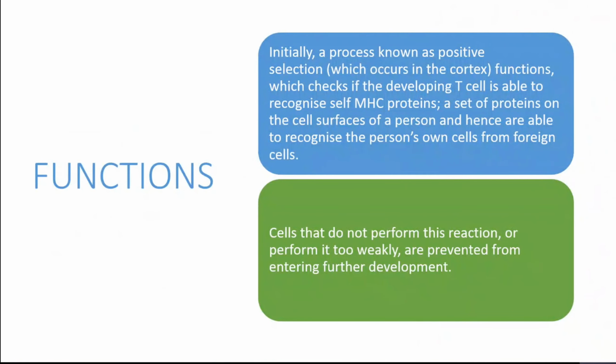Initially, a process known as positive selection, which occurs inside the cortex, checks if the developing T cell is able to recognize self-MHC proteins, which are a set of proteins on the cell surface of a person, and hence they are able to recognize the person's own cells from foreign cells. Basically, the cells that do not perform this reaction or perform it too weakly are prevented from entering further development.